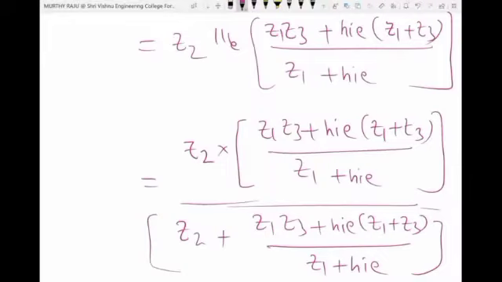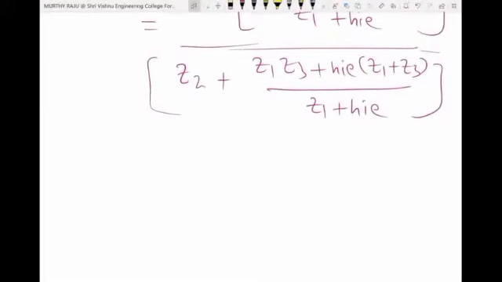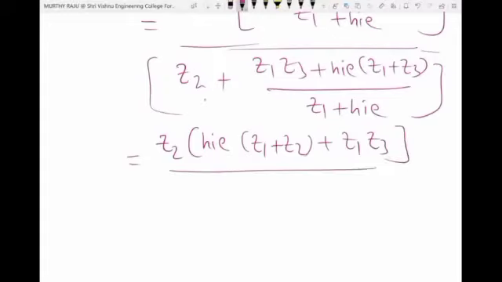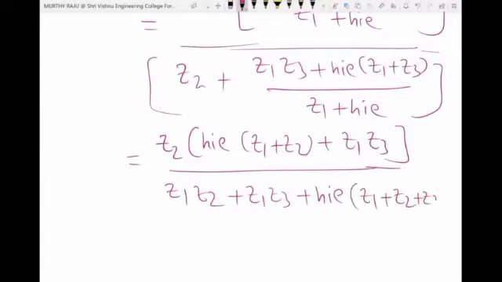Therefore, after simplification, further simplified this expression: Z2 into HIE Z1 plus Z2 plus Z1 Z3, by multiply Z1 Z2 plus Z1 Z3 plus HIE Z1 plus Z3 plus Z2 Z1 plus Z2 plus Z3. This is the ZL value.